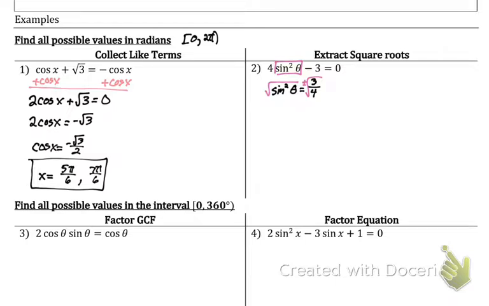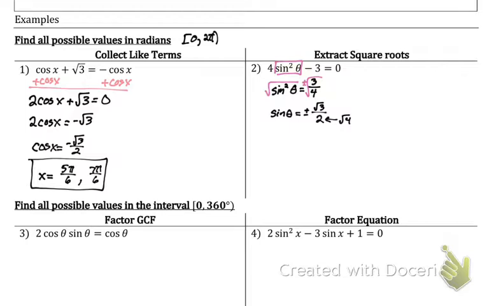So now we're going to have sine theta equals positive or negative. Do we know the value of square root of 3 off the top of our head? No. So we'll probably leave that as square root of 3. Do we know the square root of 4 off the top of our head? 2, so we'll change that to a 2. If you want to add that to your notes, this is really your square root of 4. Now, I'm asking for the positive and negative values of these.